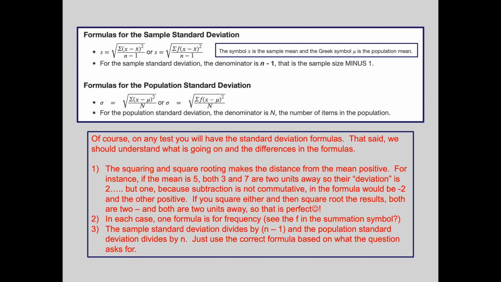The sample standard deviation divides by n-1, and the population divides by n. Just use the correct formula based on whatever the question asks for. It'll say what's the sample standard deviation or what is the population. If it does not say, then assume the sample standard deviation.